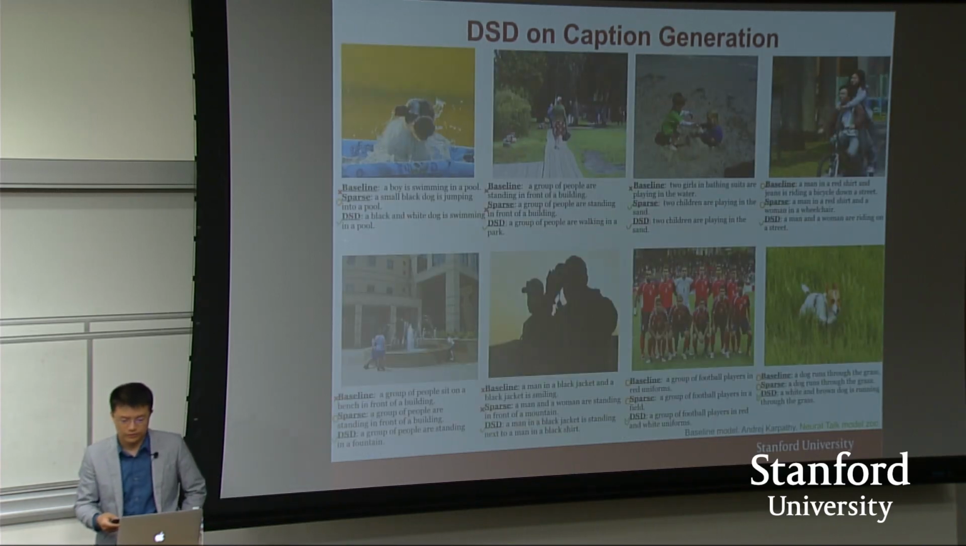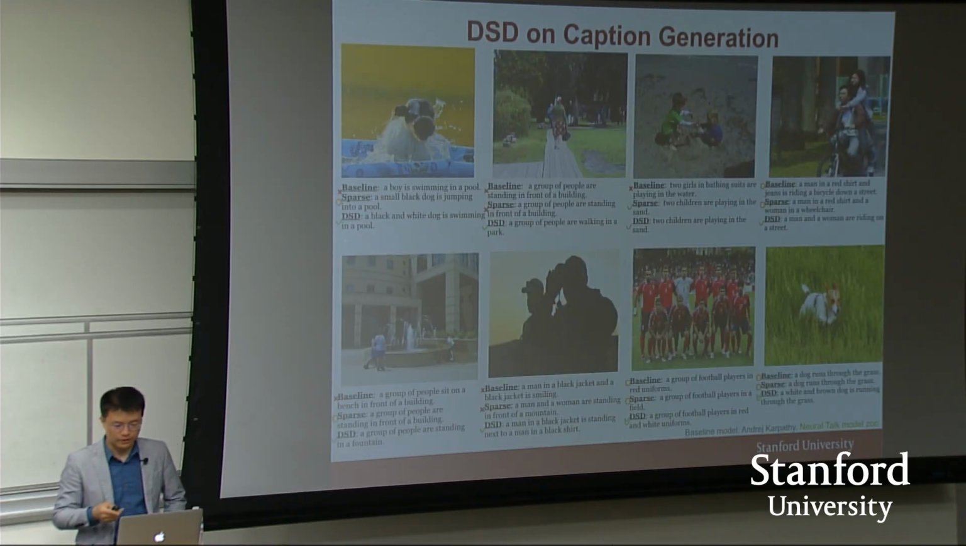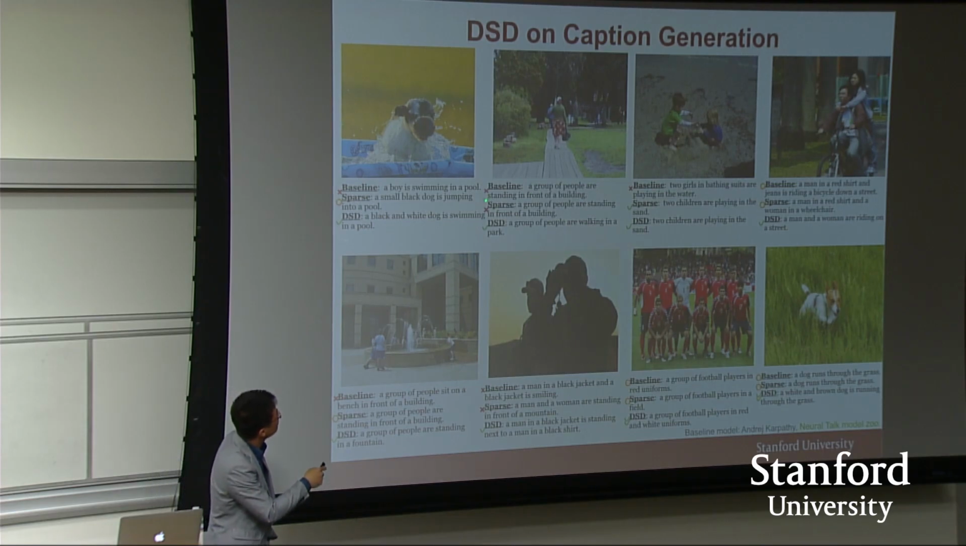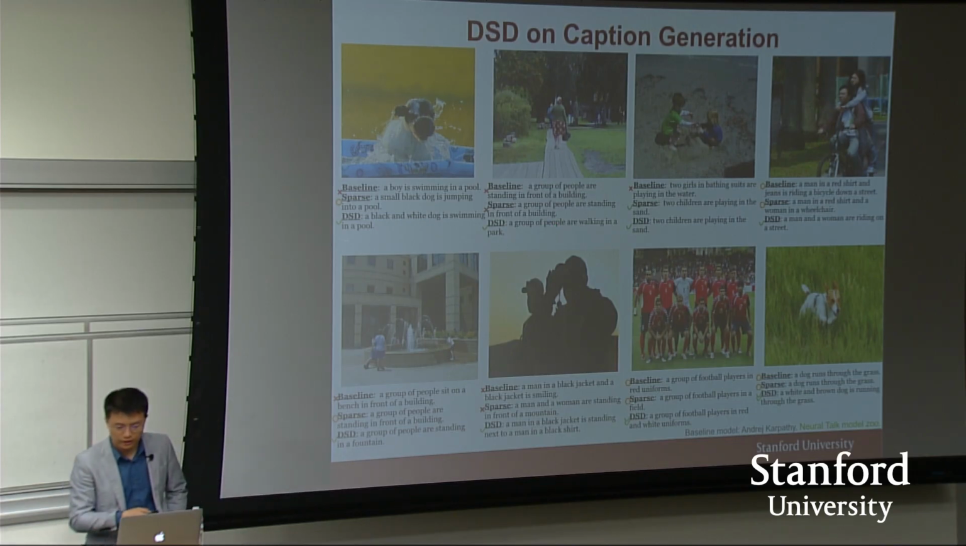And there are a lot of examples, but due to the limit of time I will not go over them one by one. For example, a group of people are standing in front of a building, there's no building. A group of people are walking in the park. Feel free to check out the paper and see more interesting results.